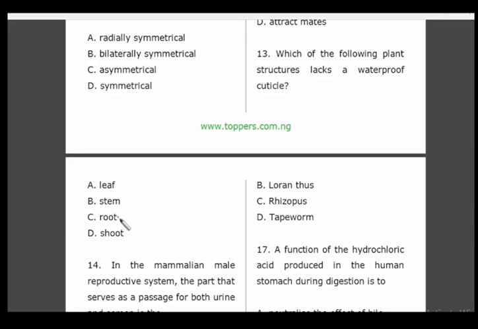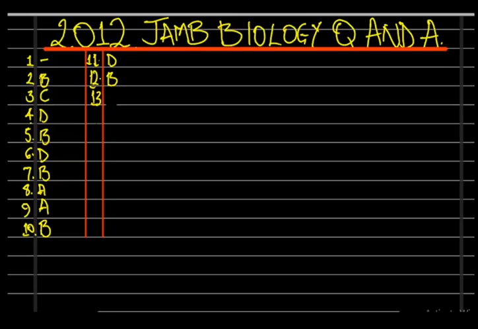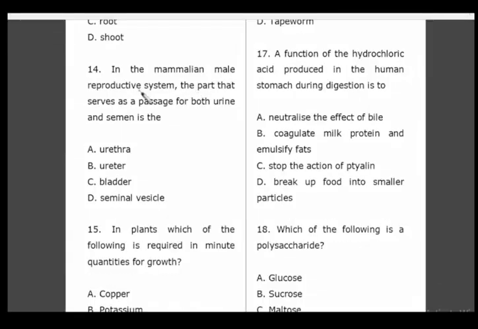So that is why water is able to enter into the plant through the root and then through the vascular bundles to the upper part of the plant. So the answer to our question there is option C. And then we move to question 14. Question 14 there says, in the mammalian male reproductive system, the part that serves as a passage for both urine and semen is A, the urethra, B, ureter, C, bladder, and then D, we have the seminal vesicle.